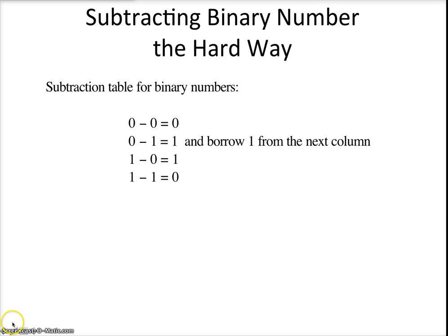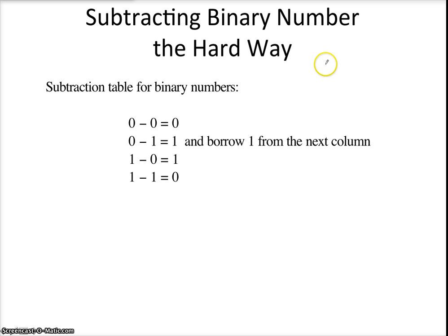Subtraction for binary numbers. Similar again as what we've done before. 0 minus 0 is 0. 0 minus 1 is 1, because we're kind of borrowing from the next column. We'll talk about borrowing here a little bit. 1 minus 0 is 1, and 1 minus 1 is 0.